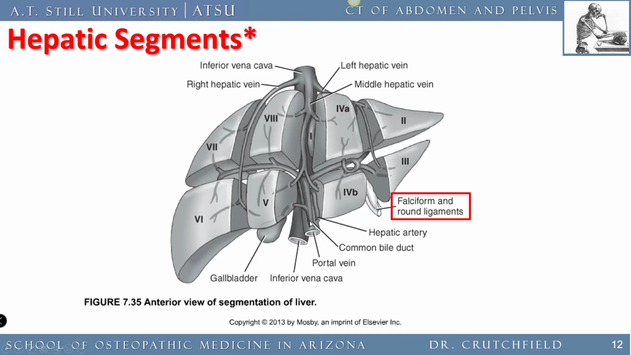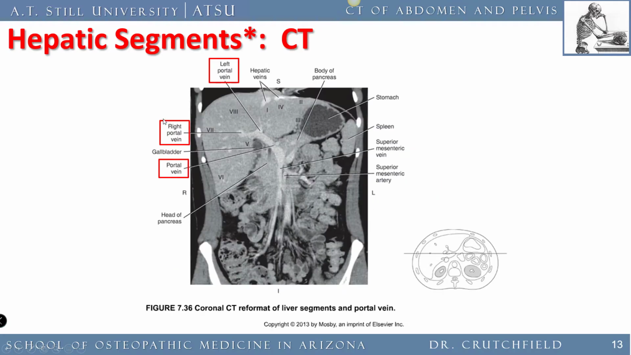And once all of this blood comes into the liver, it leaves the liver and joins the vena cava through 3 hepatic veins. We have a right hepatic vein, we have a middle hepatic vein, and we have a left hepatic vein. And we'll see those more clearly as we look at some more scans.